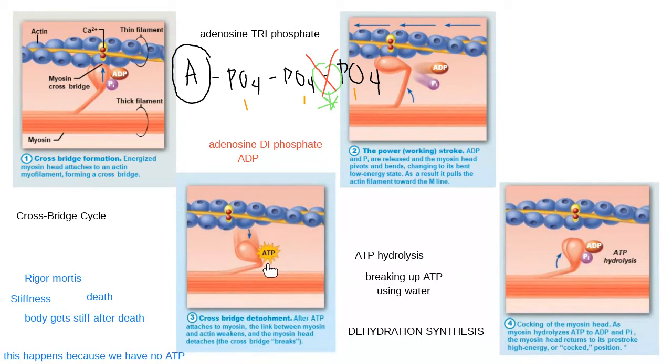Rigor mortis is an issue with this step right here, with the ability of the actin and the myosin in your muscle cells to let go of each other. If I don't have ATP, they're glued together and I get stiff, or I experience rigor mortis.